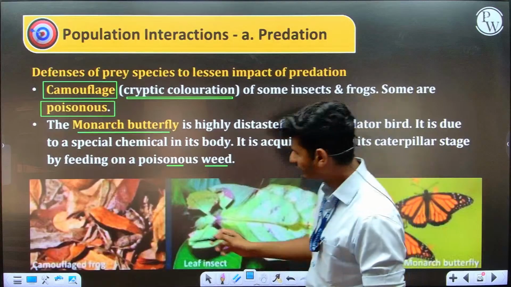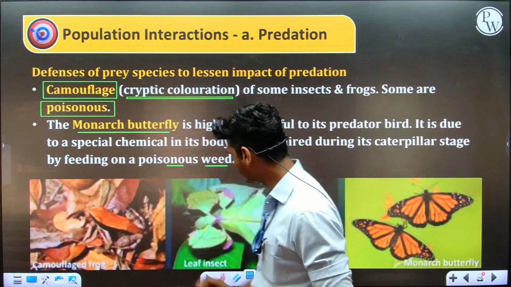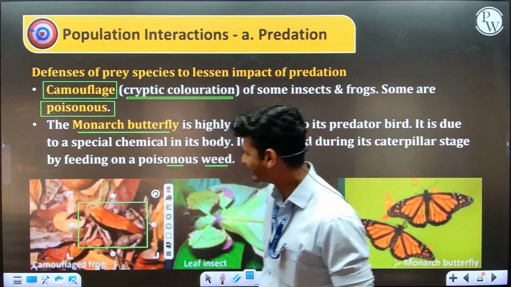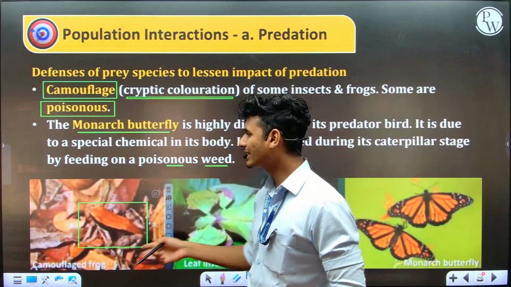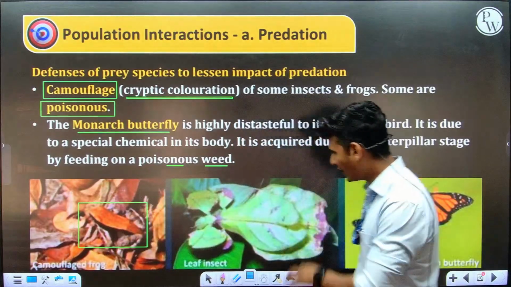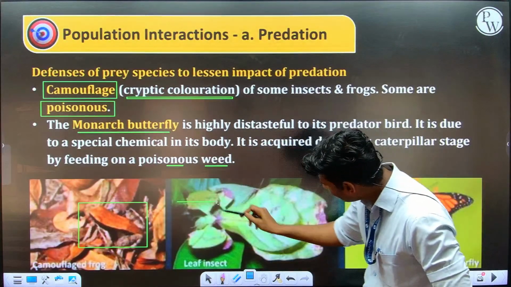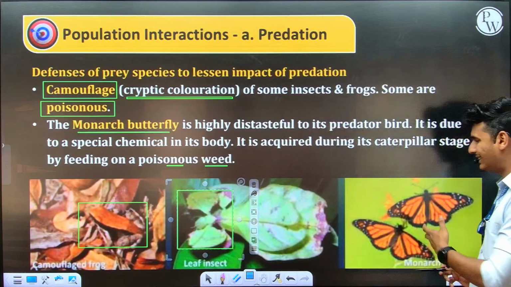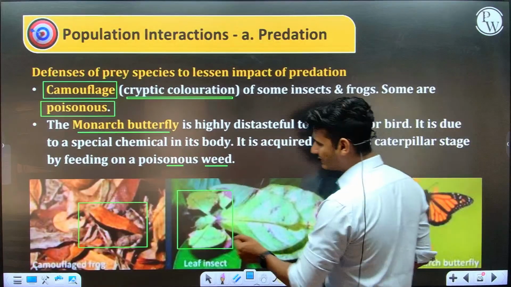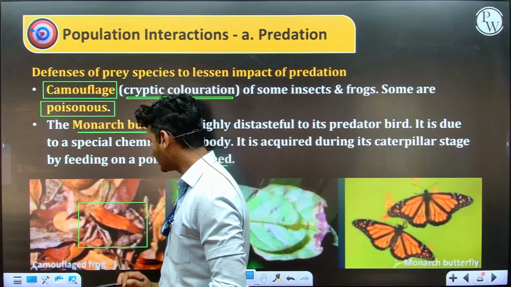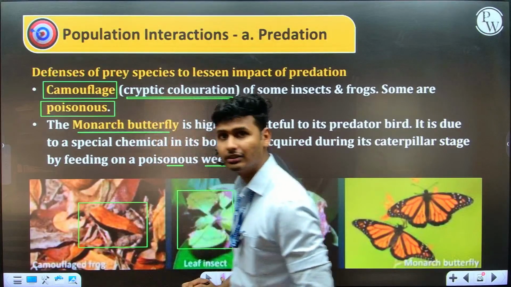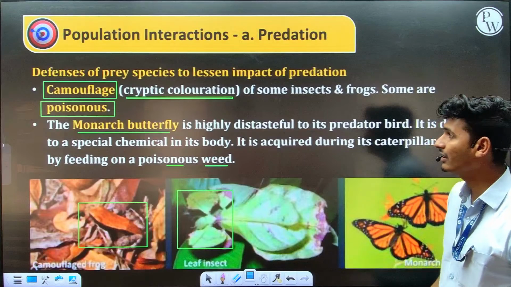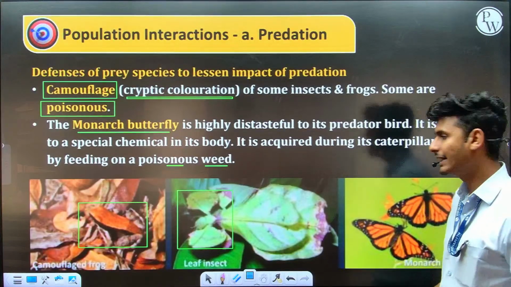Now, what about this structure? If you are observing this, I am marking, this is a frog inside this leaf. If you observe this, this is the frog. If you are observing this, this is the insect. And this one is the monarch butterfly. It is clearly visible. But this is the leaf insect. This is the camouflage by the frog. Now, those are the defense mechanisms performed by the prey for protection from predator. Now, next slide.